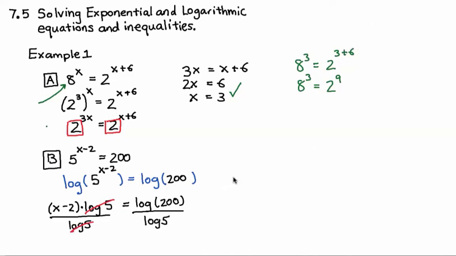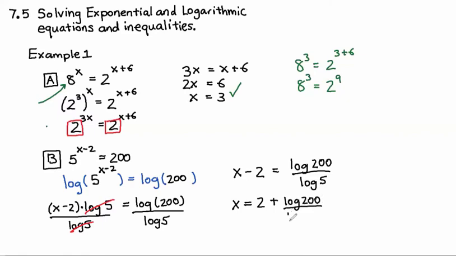This now leaves me with x minus 2 equals common logarithm of 200 divided by common logarithm of 5. Add 2 to the other side, and I get 2 plus common log 200 divided by common log 5. And this is the exact answer. But I want to check this, so I'm going to find the approximate answer. So that's 5.292. So I'm going to say about 5.29.